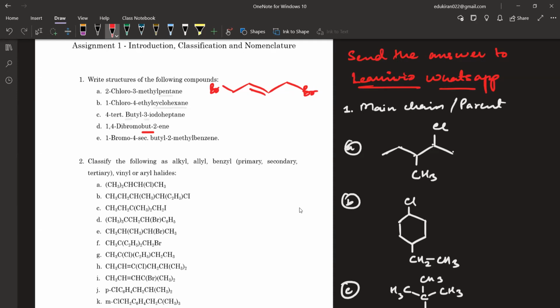Okay. The last one is 1-bromo-4-secondary-butyl-2-methylbenzene. First of all, we'll make a benzene, and then we will put the substituents. We have 1-bromo, so we put bromine here, and 2 is methyl, CH3, and then in the fourth position we have secondary butyl. In secondary butyl we will have 4 carbons like this, and the benzene is connected to the secondary carbon, that is the secondary butyl group.